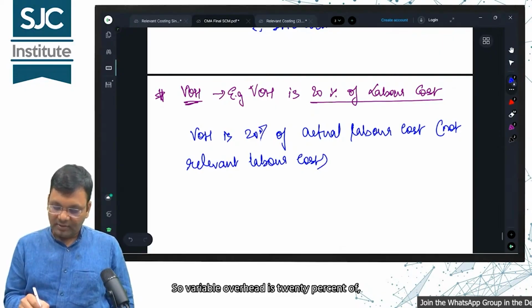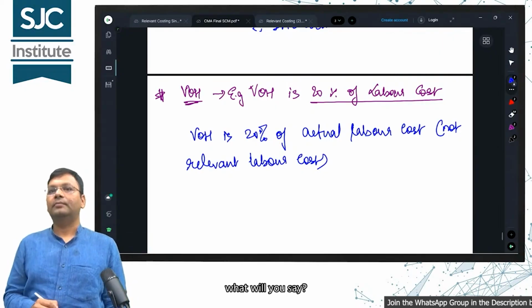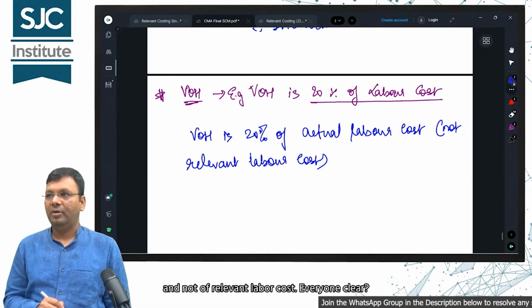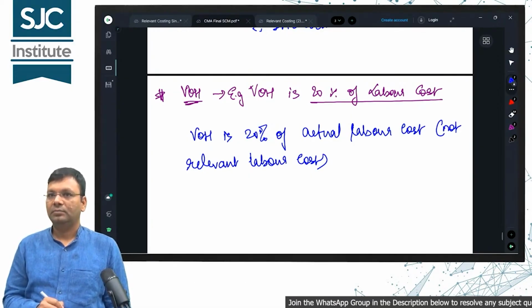So variable overhead is 20% of... what will you say? Actual labor cost and not of relevant labor cost. Everyone clear? Okay, I hope it's clear.